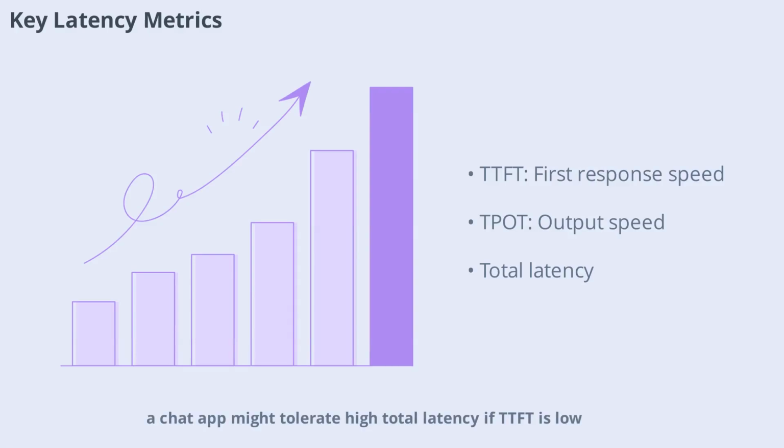For example, a chat app might tolerate high total latency if TTFT is low, keeping users engaged with streaming text while the rest of the response loads in the background.